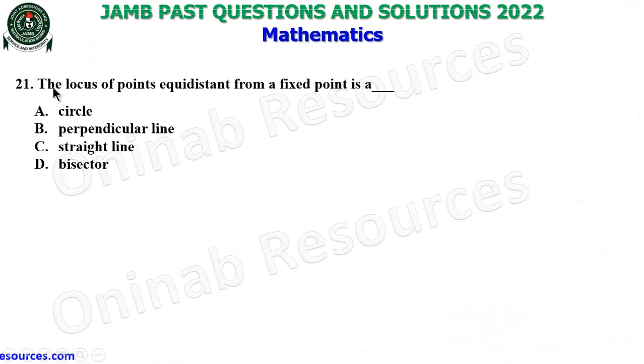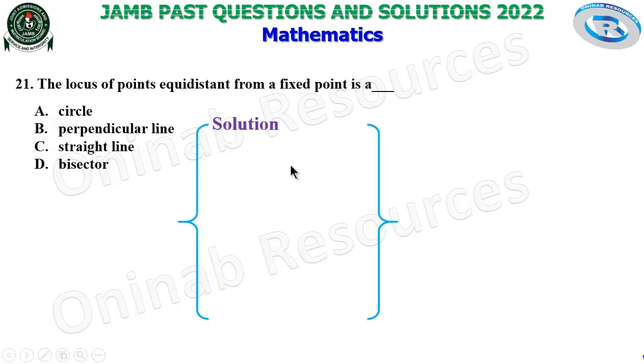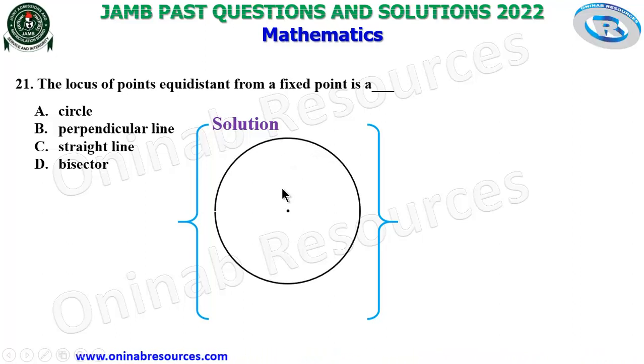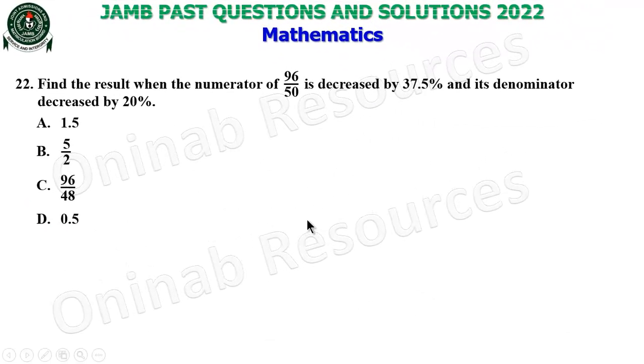For problem 21, the locus of points equidistant from a fixed point is, so let's look at it. You have a fixed point and then you have a locus equidistant from this fixed point. That's the definition of a circle. Definition of a circle. So the correct option there is A. Then we go to problem 22.